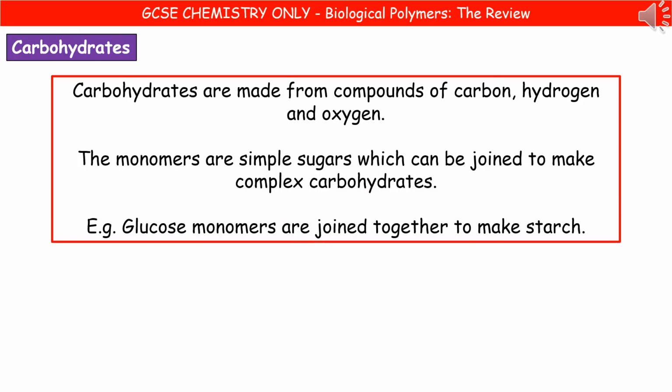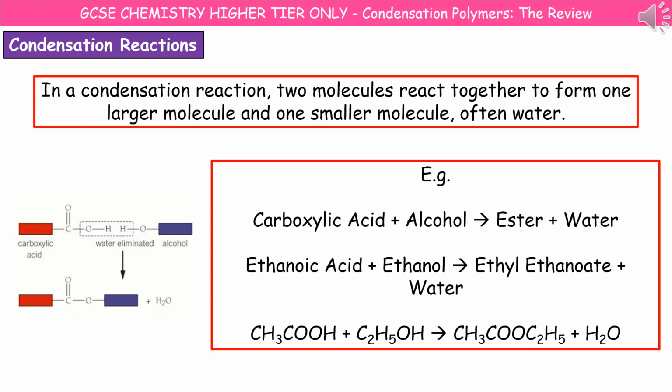The last biological polymer you need to know about are the carbohydrates. Now, they're all made from compounds of carbon, hydrogen, and oxygen, and the monomers themselves are simple sugars. And what we can do is join those simple sugars together to make a complex carbohydrate, which is the polymer. So a good example of that is glucose monomers being joined together to make the polymer of starch.